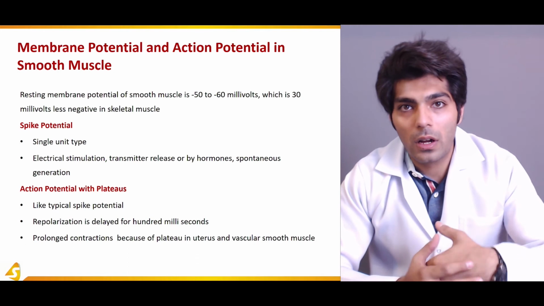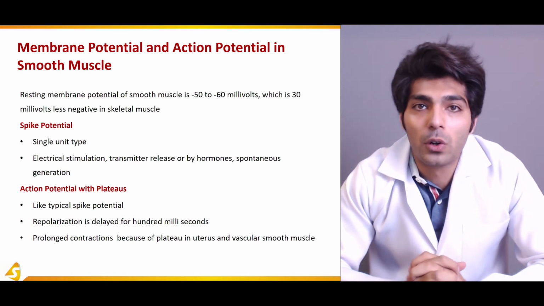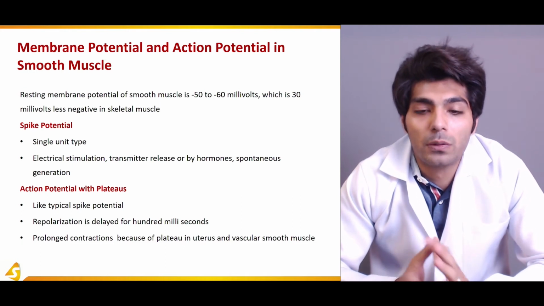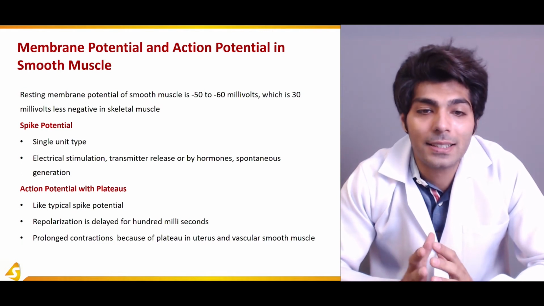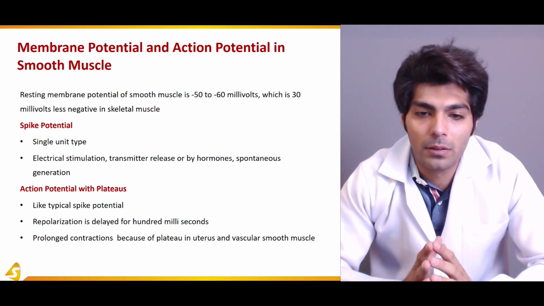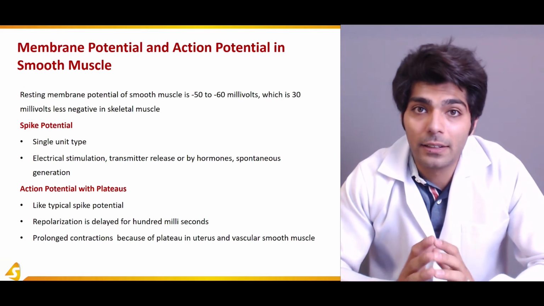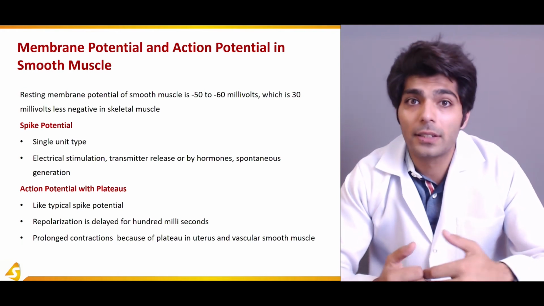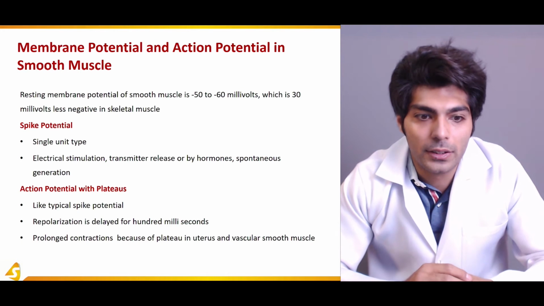So the action potential we come across in the resting membrane potential of a smooth muscle is usually minus 50 to minus 60 millivolts, which is 30 millivolts less negative than in the skeletal muscle. Since it is less negative, more threshold is required, and so there are prolonged tonic contractions as compared with the skeletal muscles.